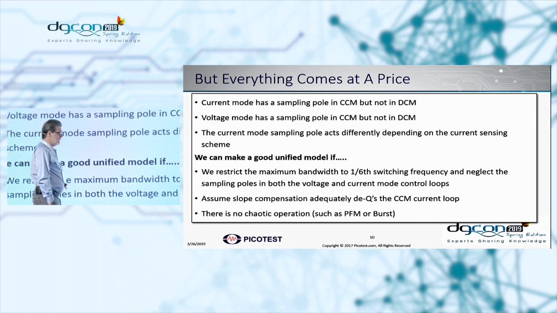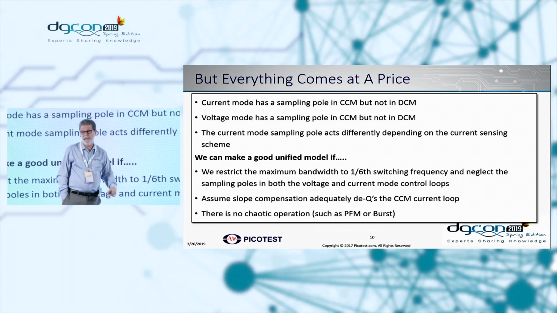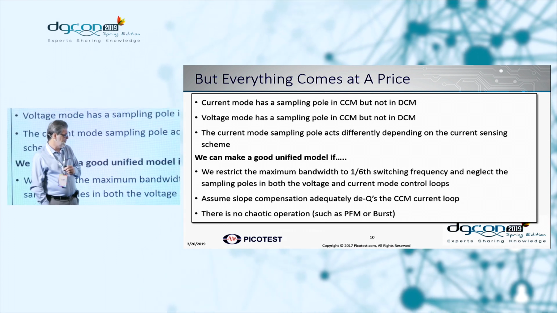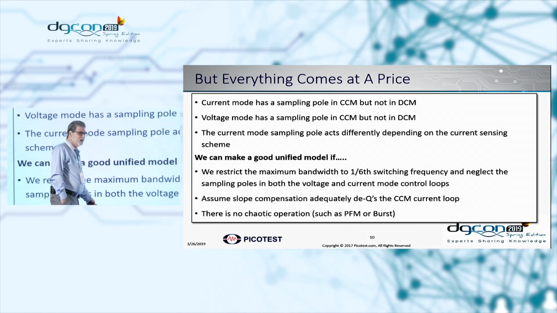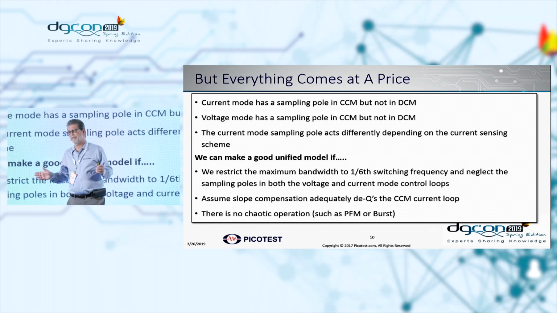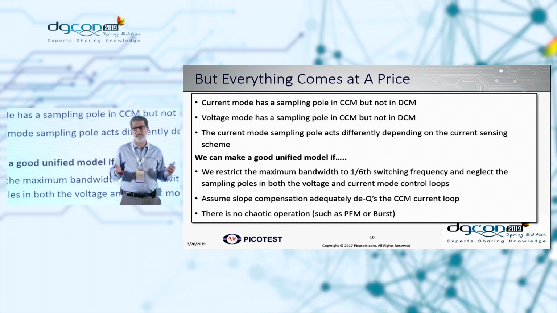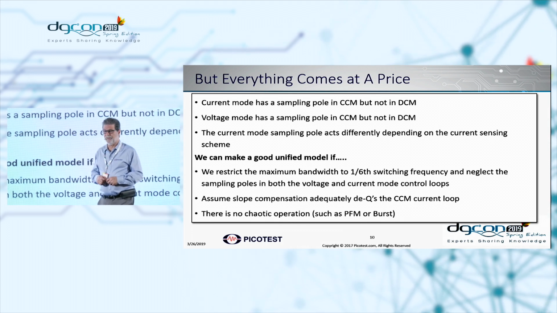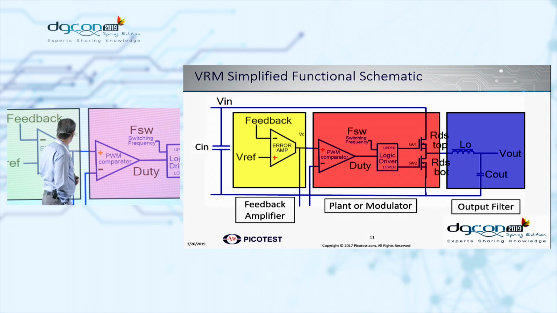In order to make sure that it's subharmonically stable, that also means that we do have to assume that they did adequately compensate the current loop using a slope compensator, and that's almost always true. And of course, we also need to make sure that the VRM has no chaotic behavior, right? We're assuming that this is a steady state machine that has every cycle repetitive. It's not a hysteretic type controller which doesn't linearize at all, right? We're linearizing the performance, and that means that it must be linearizable.